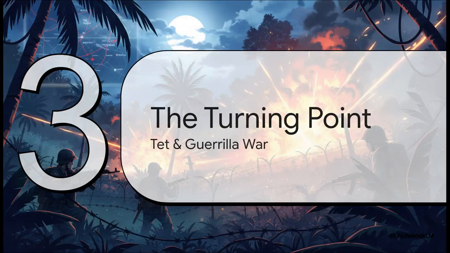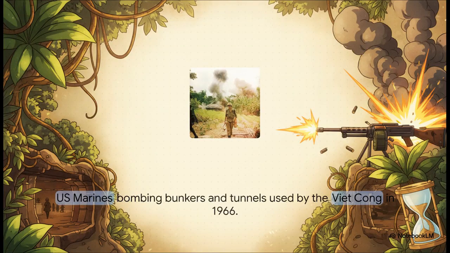Part 3. The turning point, the Tet Offensive and guerrilla war. Now on the ground, the reality was incredibly brutal. Heavy U.S. firepower was constantly meeting fierce, highly entrenched guerrilla tactics. U.S. Marines were relentlessly bombing bunkers and these incredibly expansive, complex tunnel systems that the Viet Cong used to hide and launch surprise attacks. It was a grueling, claustrophobic style of warfare, and it set the stage for major turning points, most notably the 1968 Tet Offensive. That event fundamentally changed the momentum of the war, and it completely shifted the American public's perception of whether progress was actually being made.